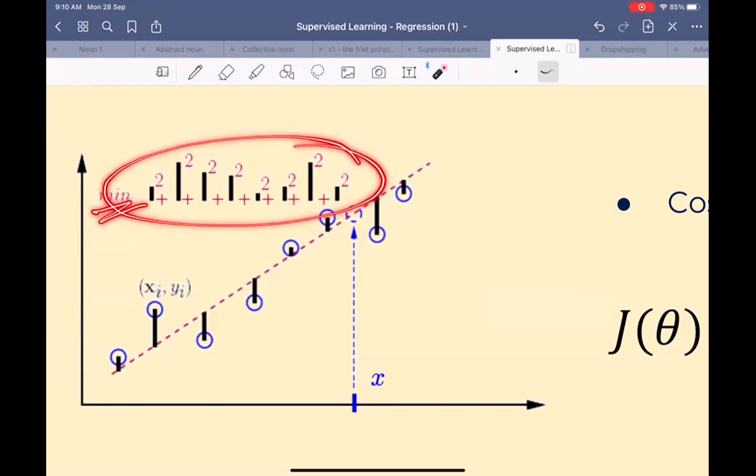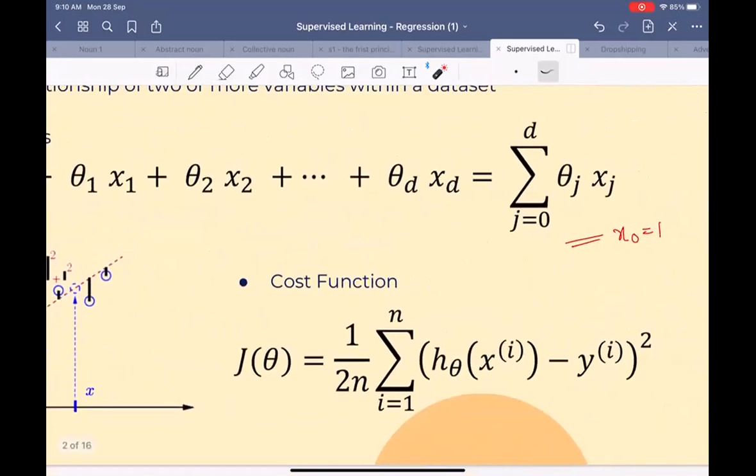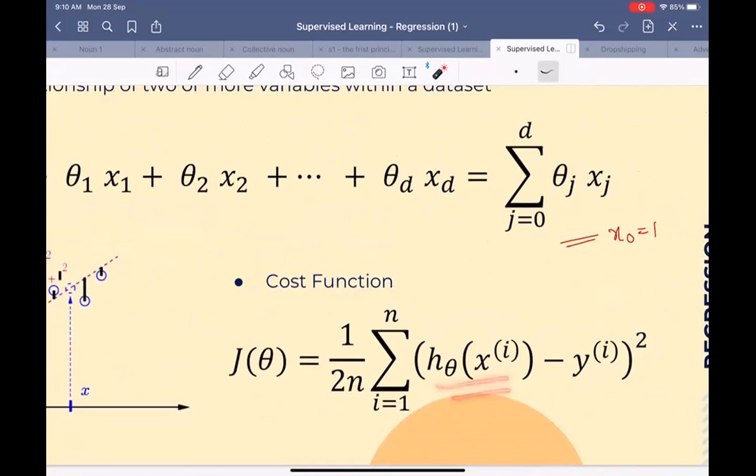This error can be mathematically stated as this, where we say this is our hypothesis minus the actual value, which is our error, the square of the error, the sum of all of these errors, and average it by 1 by 2. And we have an additional term of 1 by 2. This will become evident when we look at our gradient descent algorithm.